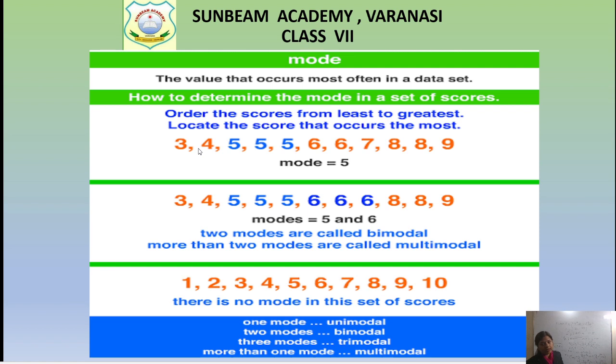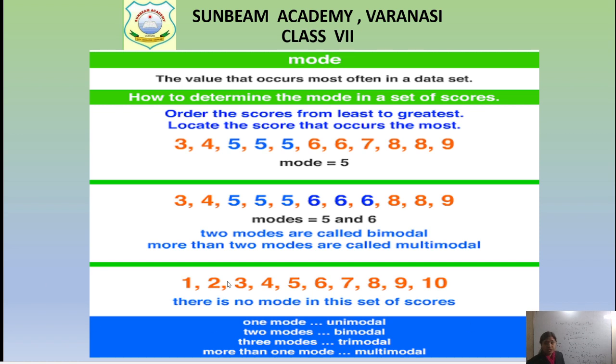And if you see the last set of data, there is no mode in this set. Okay. 1 mode is unimodal, 2 modes is bimodal, 3 modes is trimodal, and more than 1 mode is also called multimodal. It is not in your syllabus, but you can have an idea of this also. That's why I have included this picture. Okay.